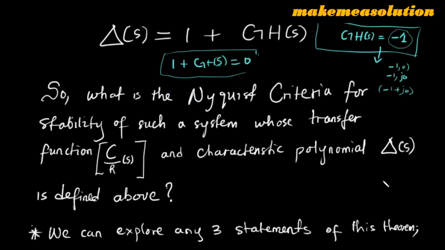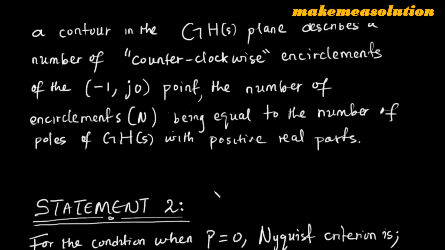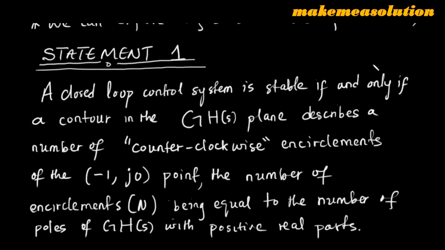Okay, so what is this Nyquist criteria for stability of a system whose transfer function and characteristic polynomial are defined above? We have 3 statements that we want to learn in order to analyze the Nyquist criteria for stability. We are going to dive into the statements. In an exam situation, you can use any of the statements. You must not necessarily use all 3 of them. If you have time, you can state all 3, good and fine, but I'll advise you to choose any one of the 3, and we're going to advise on the best one to choose. But it's important to learn all 3 of them.